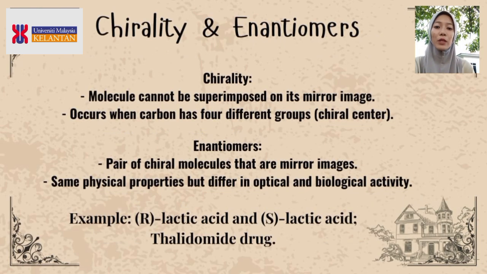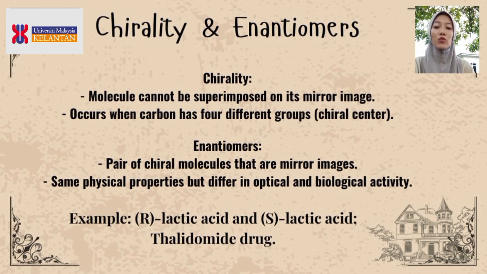Next is chirality and enantiomers. A molecule is called chiral when it cannot be placed on top of its mirror image, just like your left and right hand. They look similar, but they are not the same. Usually, chirality happens when a carbon atom is attached to 4 different groups.